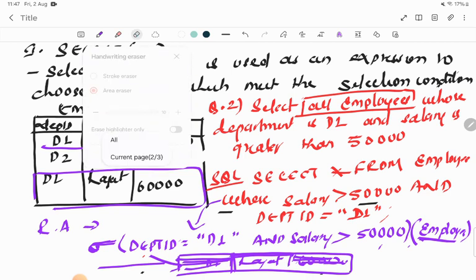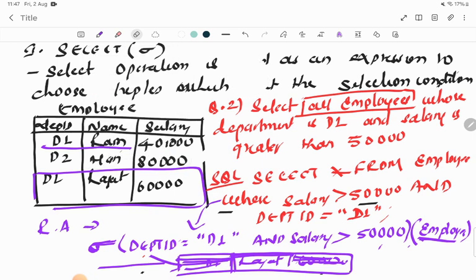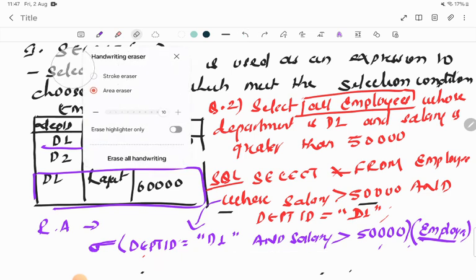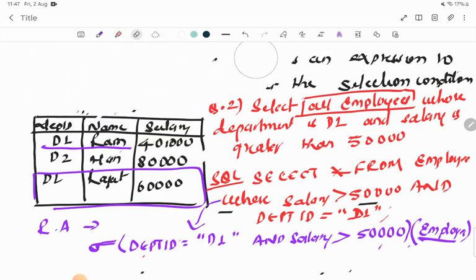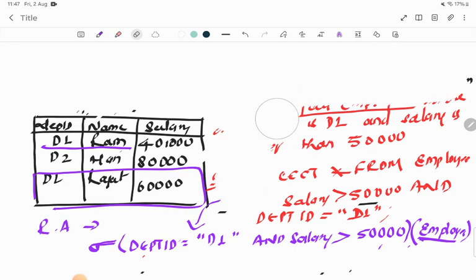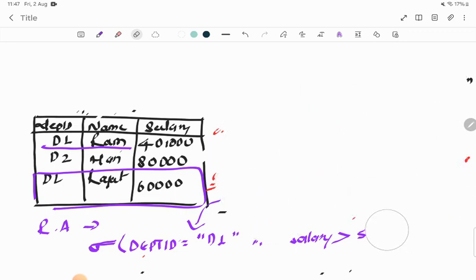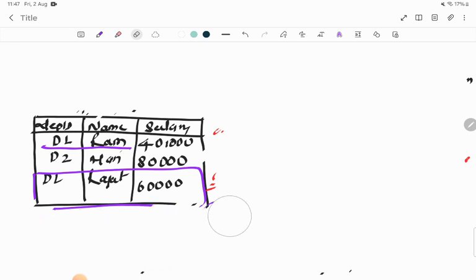Okay, so let me start again. Let me rub this, or shall I rub, because I'll be using the same table here, so let me rub only. Let me rub this without rubbing the employee table. So I'll delete all this because I'll be using the same table. Okay, I hope this is not a problem. Now let's start.